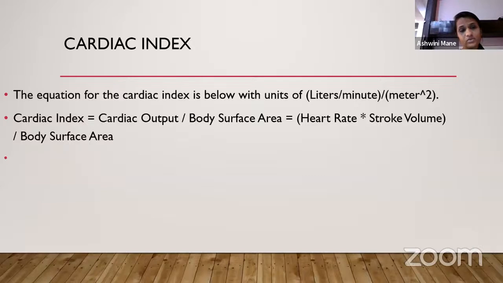Now the next is cardiac index. The equation for cardiac index is below, with the unit of liters per minute. The cardiac index is cardiac output divided by body surface area.